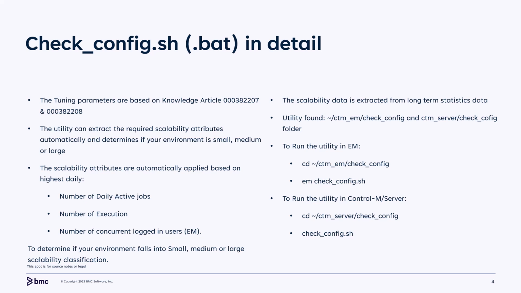for EM. The utility should be executed first to check the configuration values and determine which ones are not within the recommended range. After reviewing the results, run the utility again with the option to fix the configuration to their recommended values. Now let's go over the options of this utility.